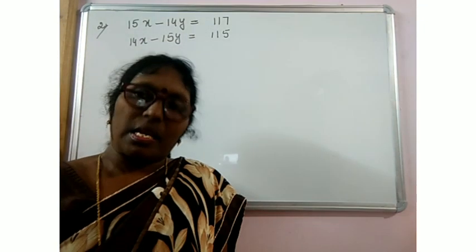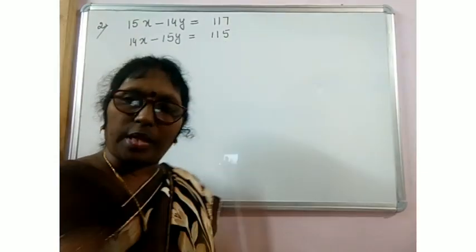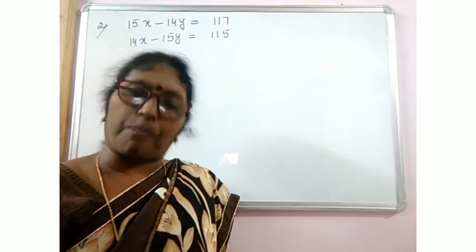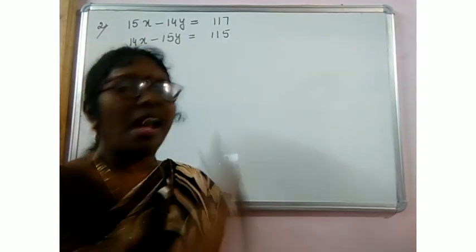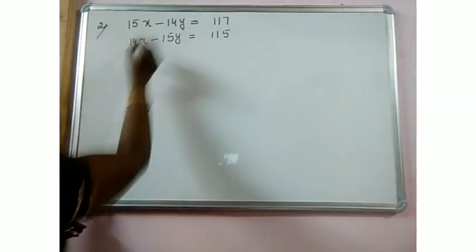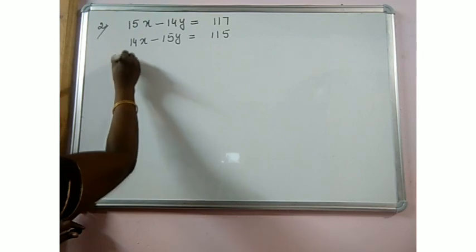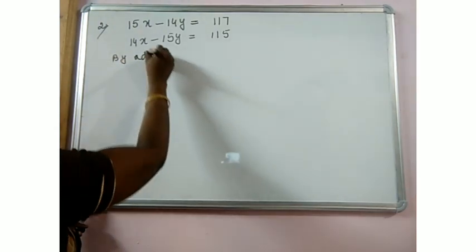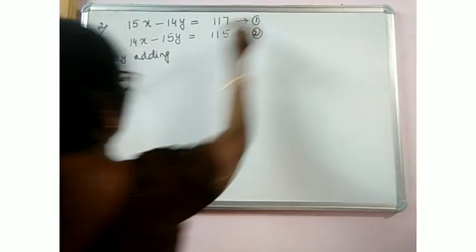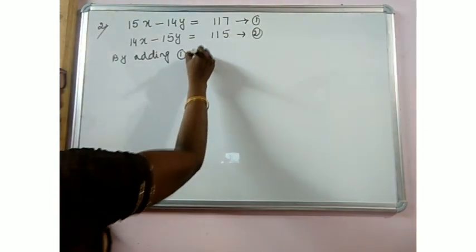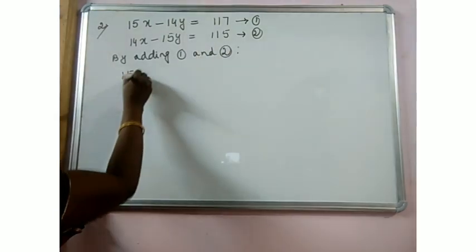In these cases, a simple way is to add both the equations and subtract both the equations. Then we are going to get two simpler equations. How is that? Let me show you. Let us add the two equations. By adding two equations, let me write equation 1, equation 2. By adding 1 and 2, let us see what we are going to get.